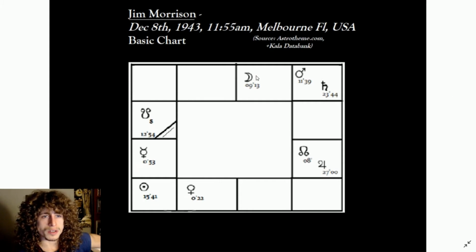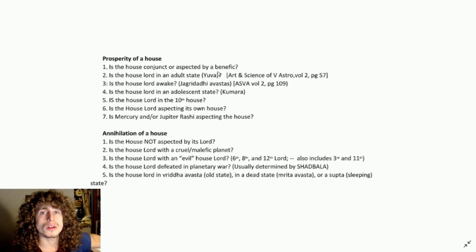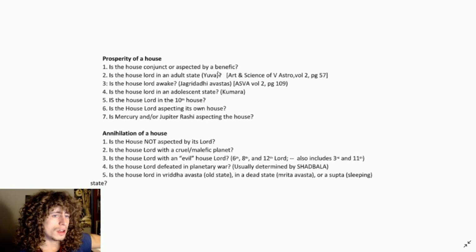First thing we're going to do is we're going to talk about the 4th house. This is a list that Ryan, in his apprenticeship course, has given us through Parashara to define the prosperity or annihilation of a house, and the prominence of a house in a way. What makes a house prominent? Now we're going to talk about not only the planets inside of the house, benefics, malefics, evil house lords, but we're also going to emphasize very deeply on the house lord, the bhavesha, as we call it in Vedic astrology.